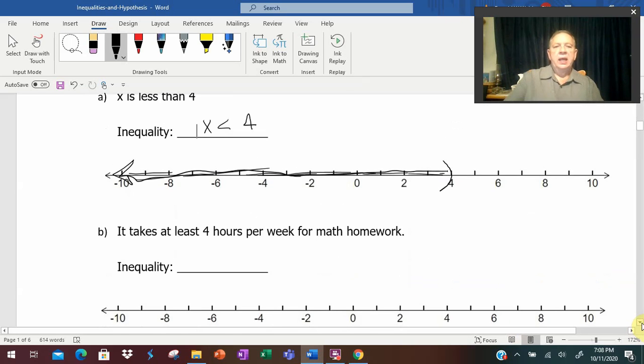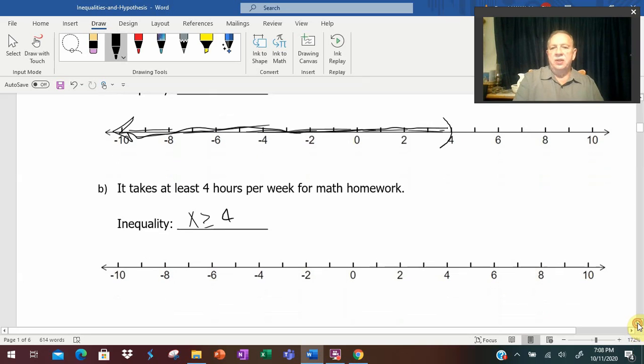It takes at least 4 hours per week for math. At the very least, I like to emphasize when I'm doing this for myself, the very least, that's the smallest, the very smallest. So x would be bigger than or equal to 4. 4 is the smallest, and then all of the other ones, but 4 is included, at least 4, and sometimes more. So how does that look when we're doing the graphing?